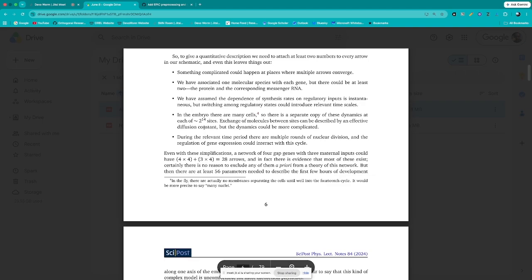Number 3 is that we have assumed the dependence of synthesis rates on regulatory inputs is instantaneous. But switching among regulatory states could introduce relevant timescales. So this is really where we have multiple timescales versus single timescales. When we calculate a synthesis rate or a decay rate or some sort of turnover rate, and we have these accounting mechanisms for biochemistry, we kind of assume an equilibrium state.